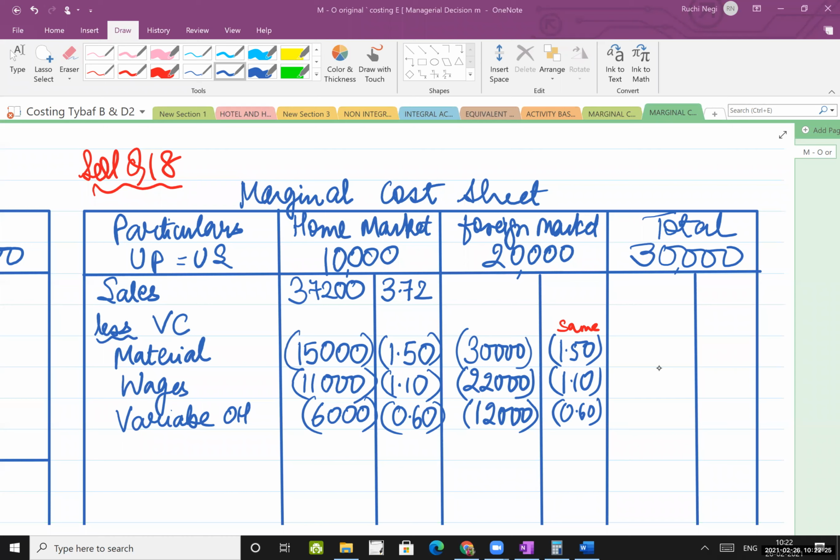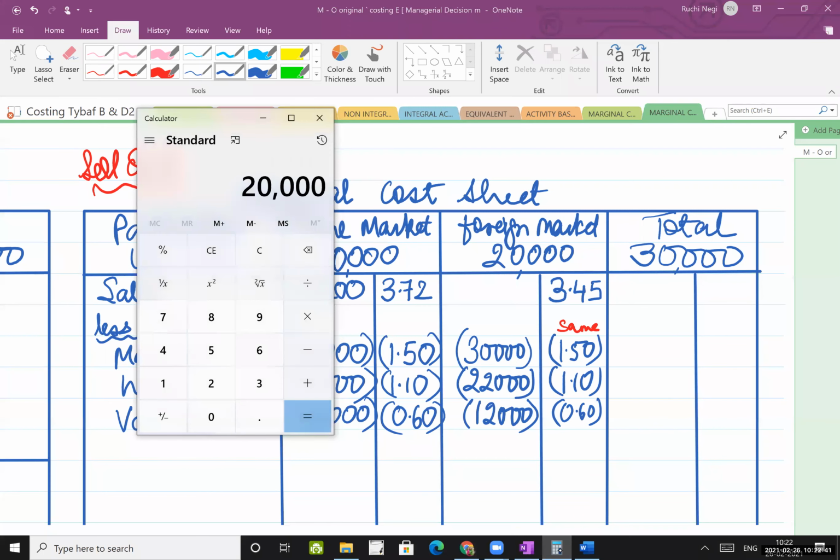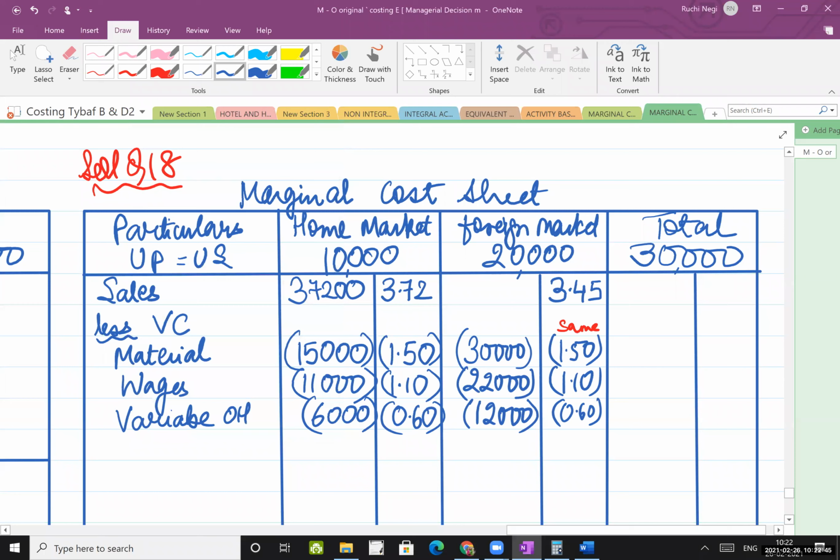Okay, so till here it was same. Now let us continue. So here the selling price is 3.45. In question number 7 it was 3.55. So 20,000 into 3.45. Kitna? 69,000. So write here 69,000.